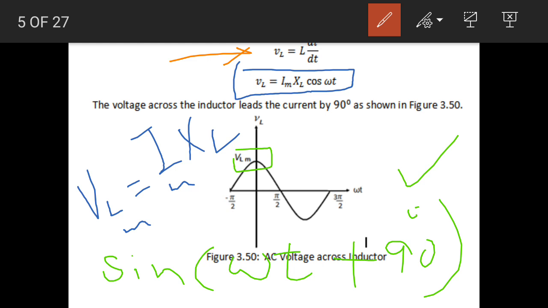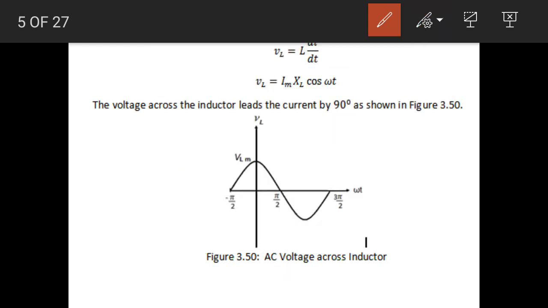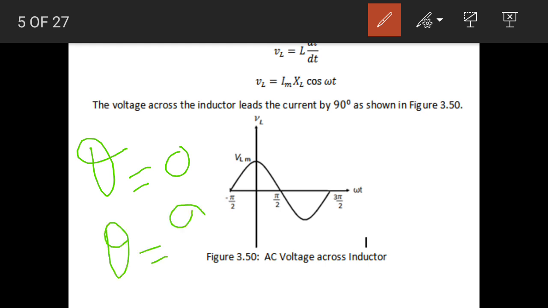In other words, there is a phase difference of 90 degree between the voltage across the inductor and the current. So the phase angle of the current is 0, and the phase angle of the voltage across the inductor is plus 90 degree. So the voltage across the inductor leads the current by 90 degree.